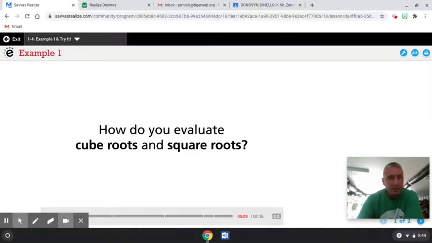Hi guys, this is lesson 1-4, example 1. So in these lessons, you're going to learn about cube roots and square roots, obviously. We're going to use a lot of our calculator in order to do this.